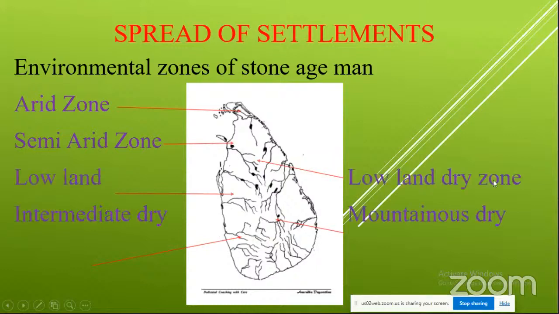Then the lowland dry zone. So this is the lowland dry zone, and this is the lowland intermediate dry zone. Intermediate means the zone between the dry and the wet. The zone between the dry and the wet is known as the lowland intermediate dry zone. And then the mountainous dry intermediate zone is here, the mountainous region, and the wet zone is here. So these are the 6 environmental zones where the Stone Age man of Sri Lanka was living after the origination. Now I think it's very clear for you. They have asked this as a question. Normally they also ask another question, what is the Iranamadu formation?